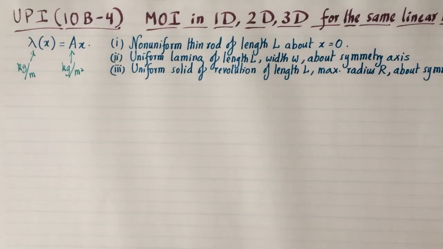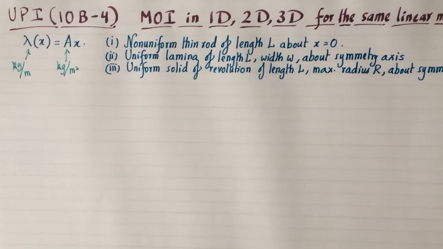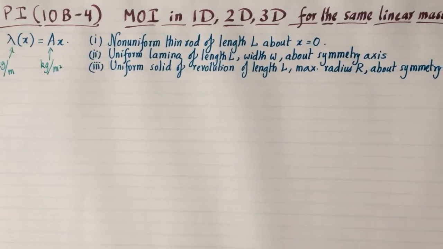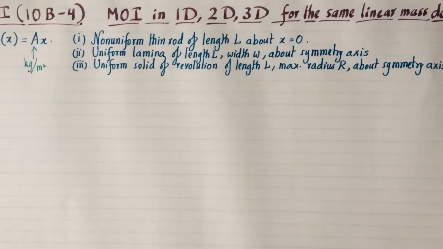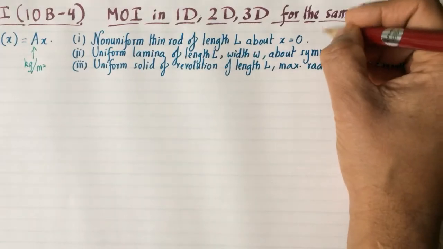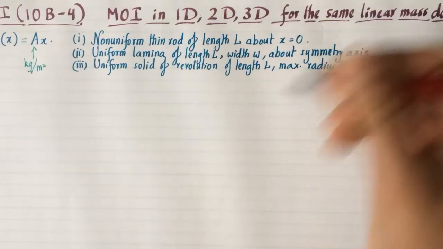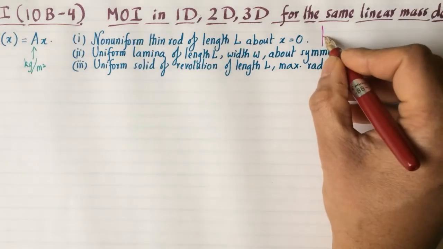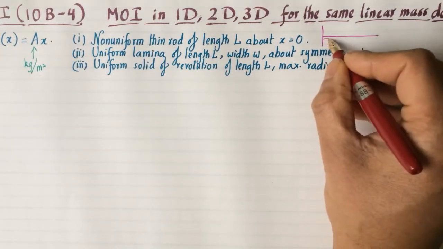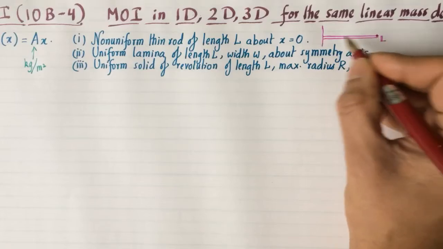Now, the most straightforward interpretation of this mass density lambda is that it's a uniform thin rod of length L, and you're asked to find the moment of inertia about an axis of rotation that passes through the left end. Something like that.